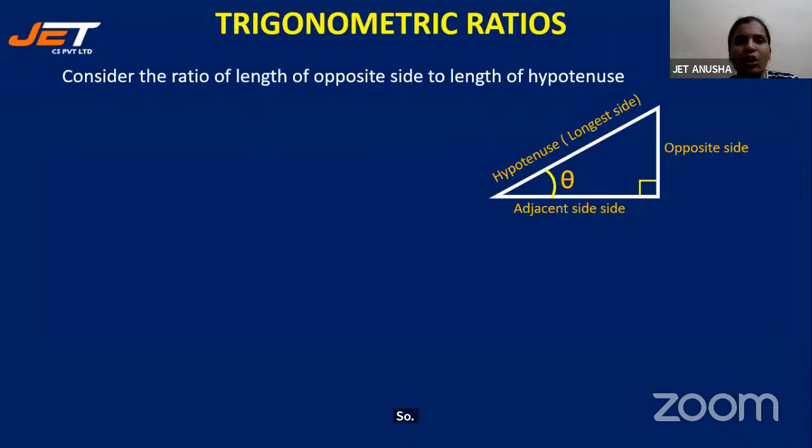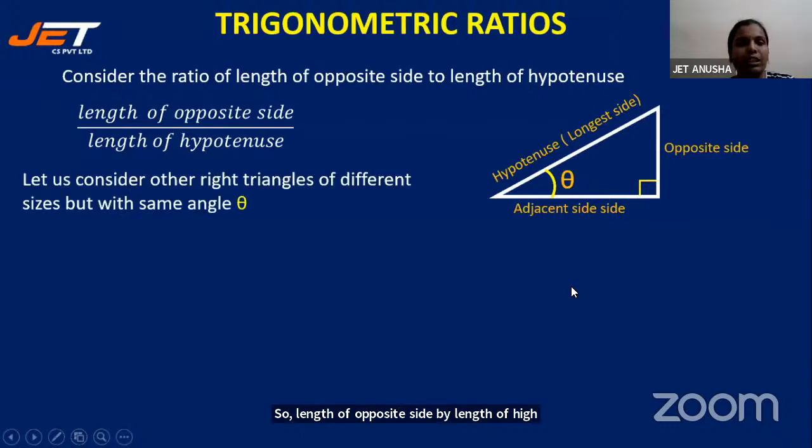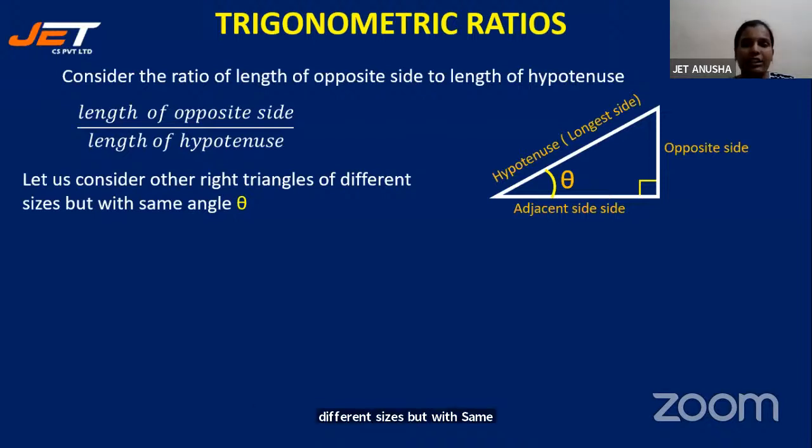Consider the ratio of the length of the opposite side to the length of the hypotenuse. Ratio is nothing but opposite side by hypotenuse, isn't it? So length of opposite side by length of hypotenuse, right? Ratio is nothing but divided by, right? Next, let us consider other right triangles of different sizes but with the same angle theta. Let's see what it is.